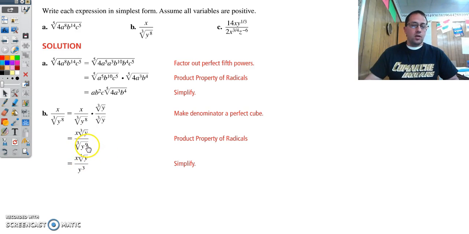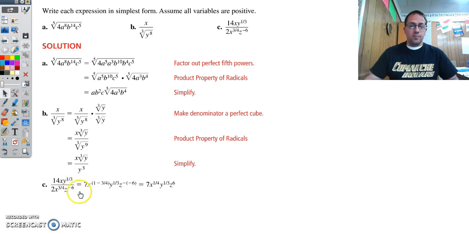Right? And this is a lot like raising a power to a power. If you have a power in a radical, instead of multiplying the exponent times the index, we're going to divide the exponent by the index. So 9 divided by 3 is 3. Okay? So let's take a look at C.